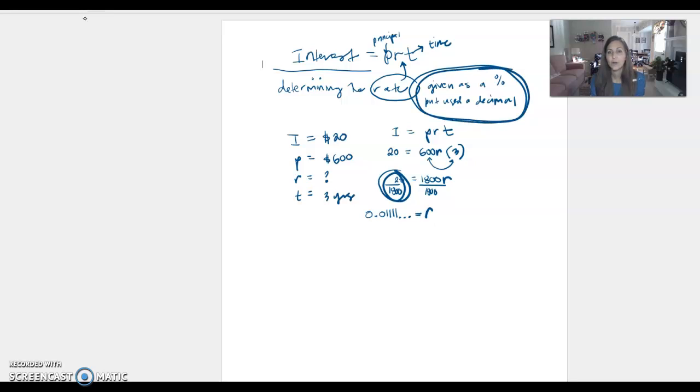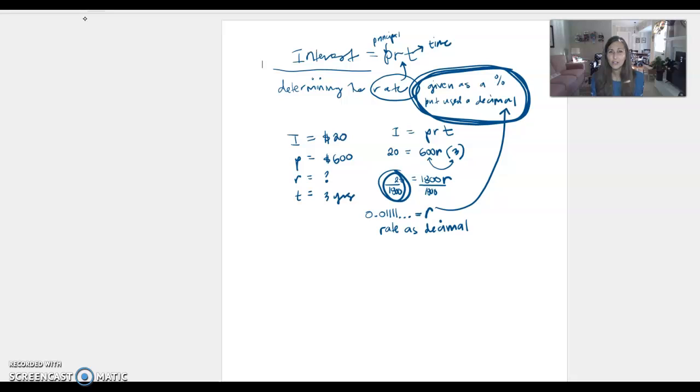And again, you'll have to watch my other videos and then maybe come back to this one, to be perfectly honest. This is a decimal right now. This is the rate as a decimal. And that's good. That's how we would use it in our problem. We would use it as 0.0111 repeating, depending on how many decimal places it tells you to go to.